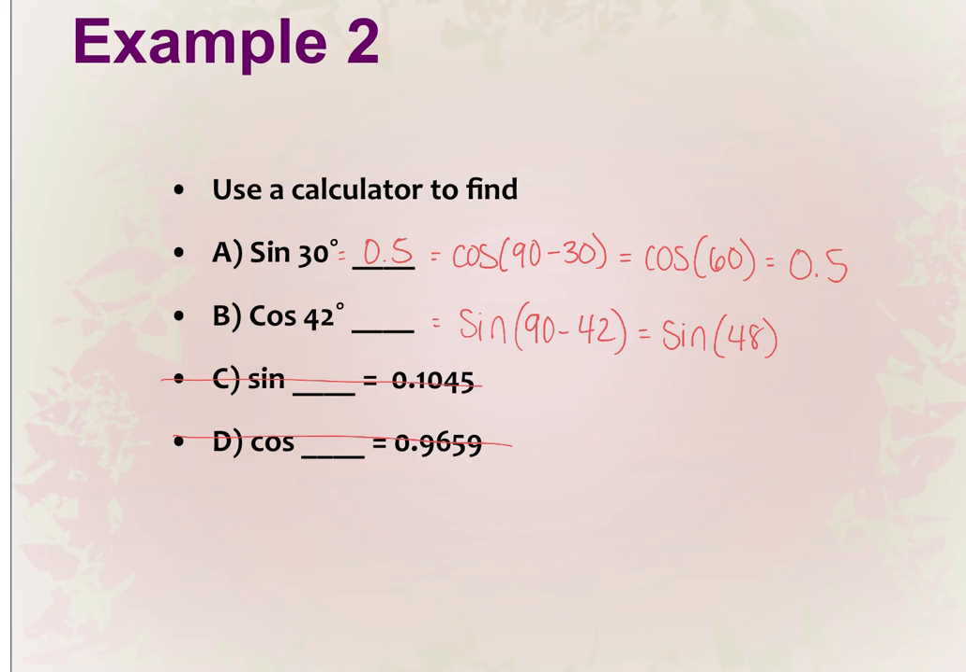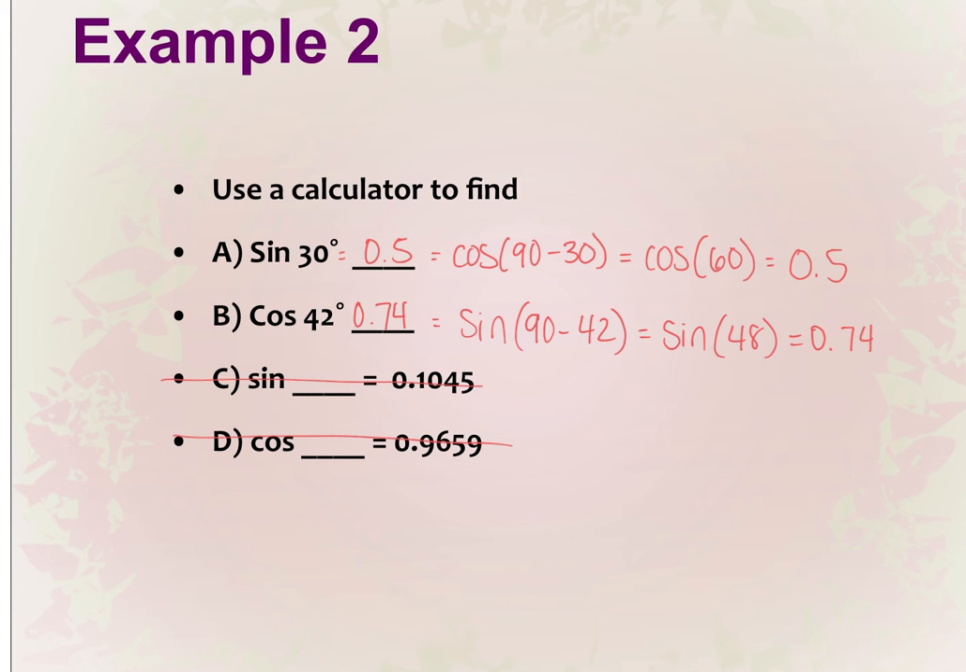Let's find the cosine of 42. Let me show you guys. Cosine of 42, I got 0.743. Let's round to 2 decimal places, 0.74. And then let's do the sine of, was it 48? 0.74. It's the same, right? So both of these are equal to 0.74.